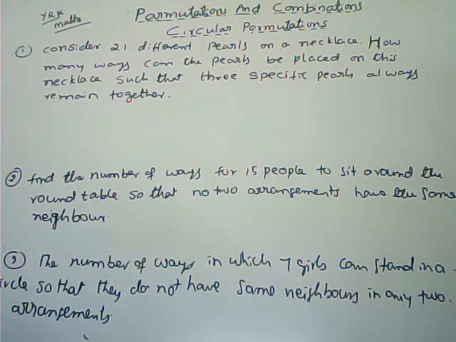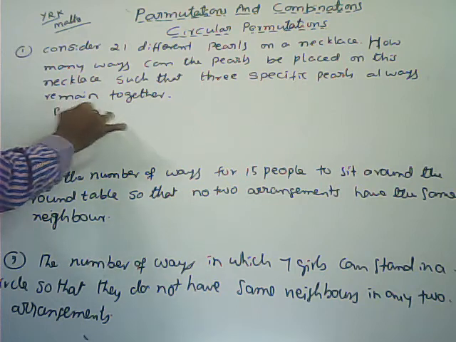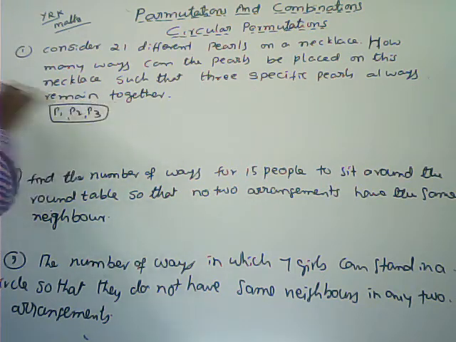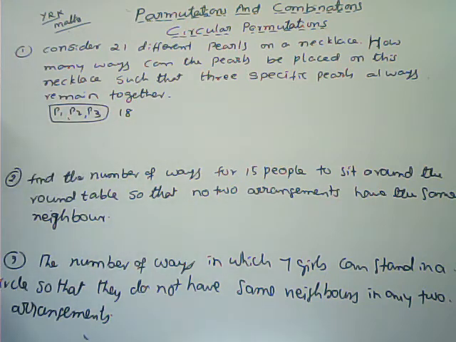See, based on that concept here I wrote the 3 questions. Consider 21 different pearls on a necklace. How many ways can the pearls be placed on this necklace such that 3 specific pearls always remain together? See, that 3 I am taking as P1, P2, P3. That 3 I am considering only one object. So rest how many are there? 18 are there. Total how many pearls are there here? This one if I consider one pearl, total 18 plus 1, 19 are there.